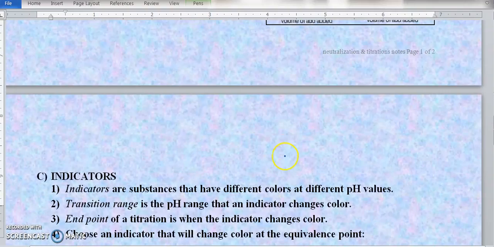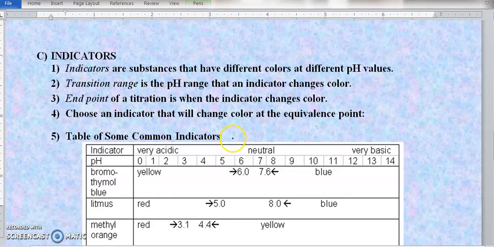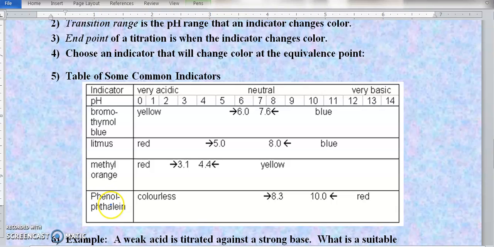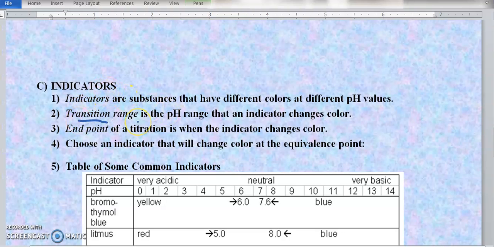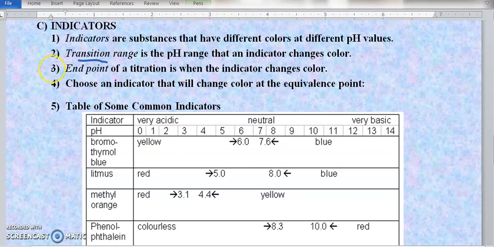Indicators have different colors at different pH values. And here's a list of some common indicators that most labs have one or more of these. And they're telling you here where the indicator changes color. This one changes color from pH 6 to 7.6. This one's 5 to 8, etc. So that little range, that's called your transition range. That's the range that the indicator changes color. And the endpoint is where that indicator will change color. So I guess the endpoint's right in the middle there. So what you need to do is find and match. You need to match the indicator with the equivalence point.